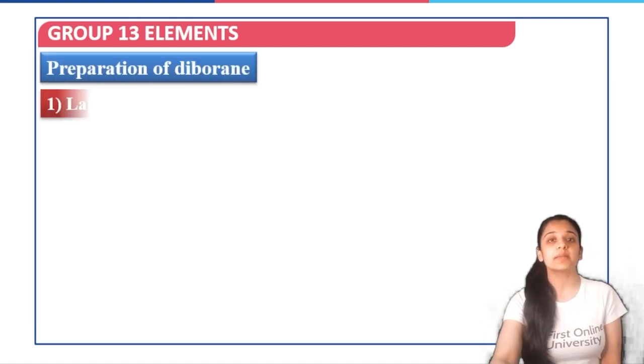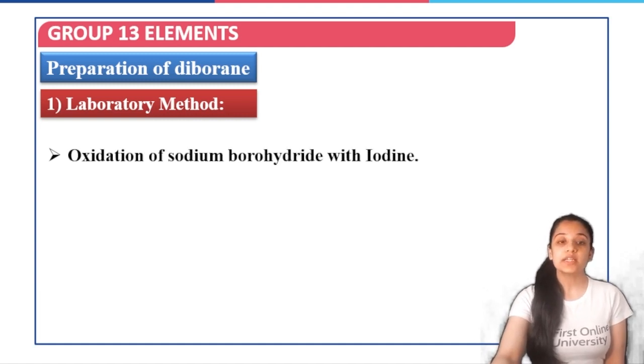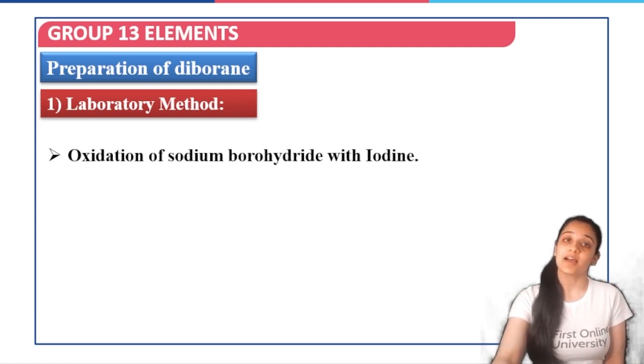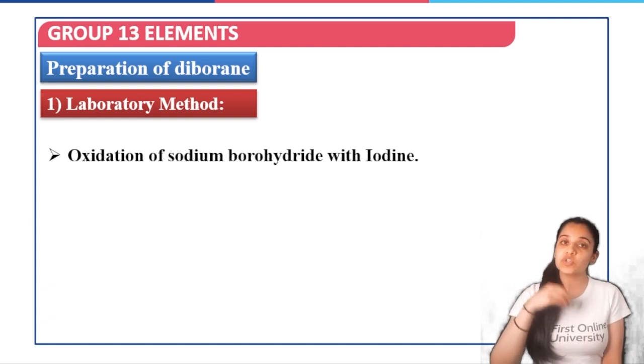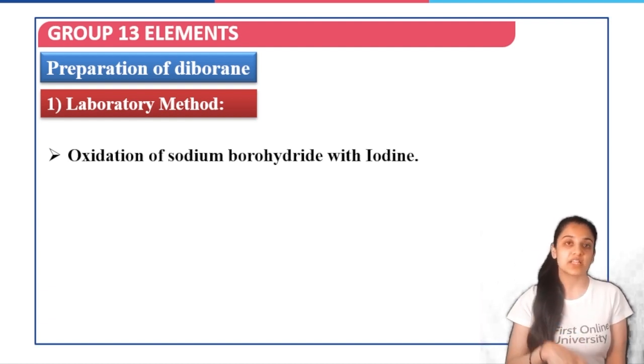Now, when we talk about the preparation of diborane, the first is the laboratory method: the oxidation of sodium borohydride, NaBH4, that is again a very important reducing agent, with iodine. Now, the one which is a reducing agent will reduce the other compound, but itself gets oxidized.